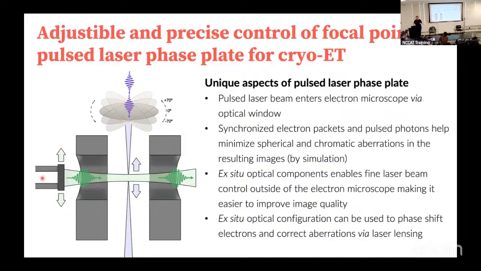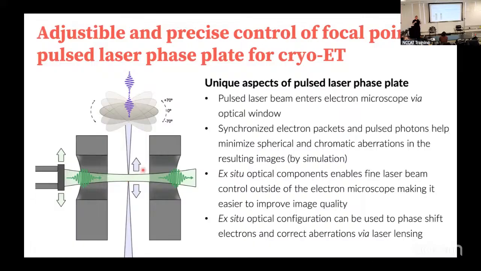However, if you're putting in a laser beam from outside the microscope, focusing it down and then expanding it again and letting it dump out elsewhere, you can actually move the focal point of that beam up or down, to the left, to the right. That's all controlled outside of the microscope. So you have a lot more control of the interaction between the electron beam and the laser beam.